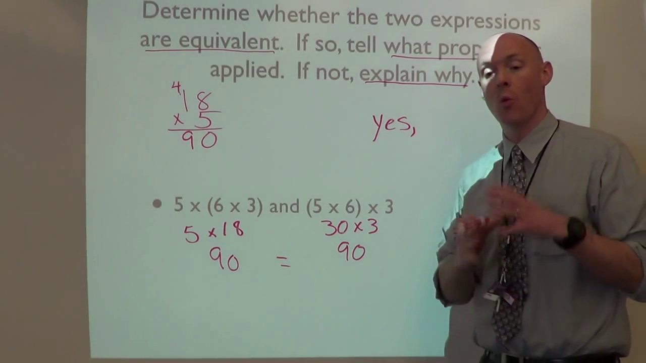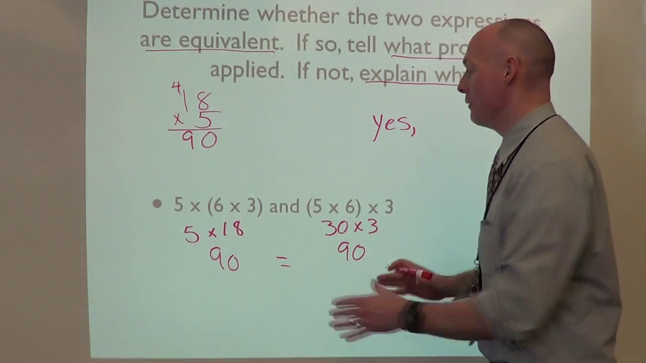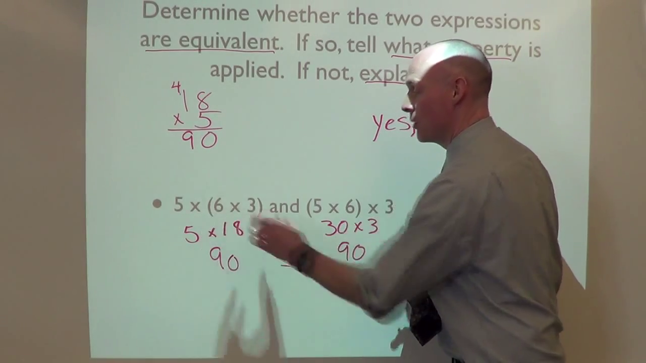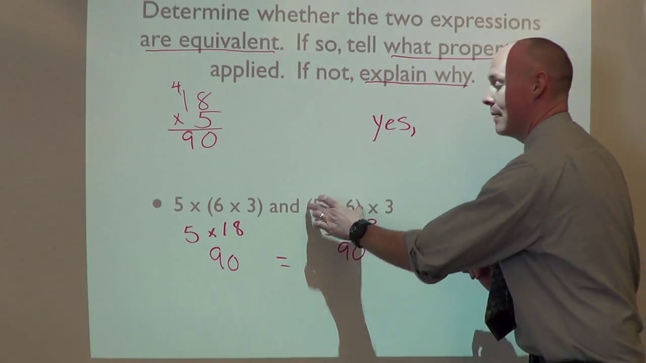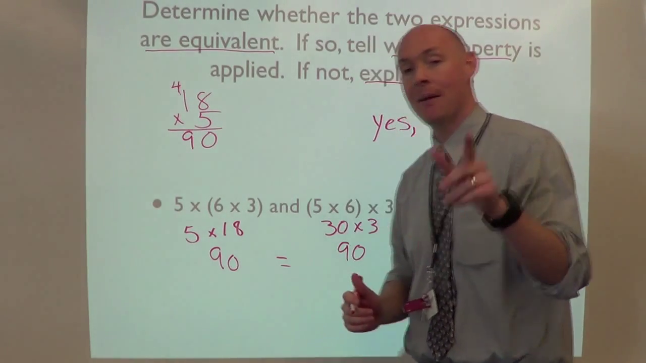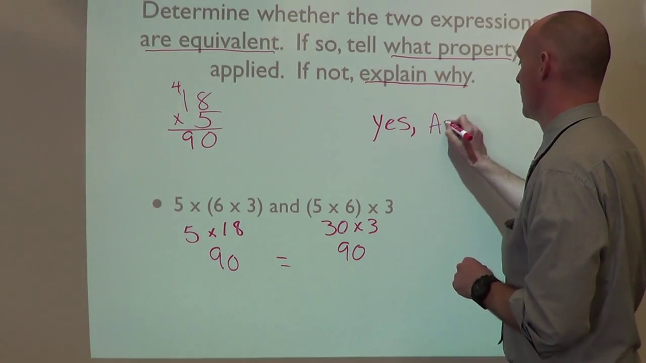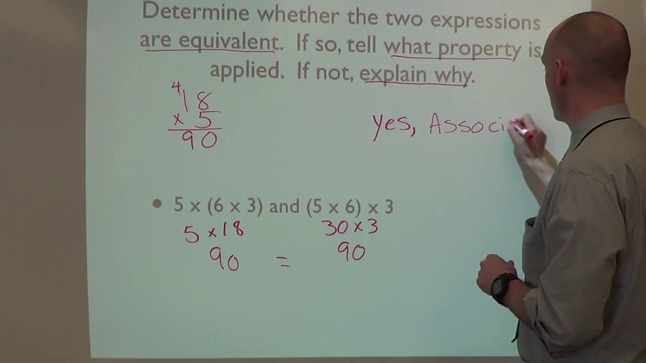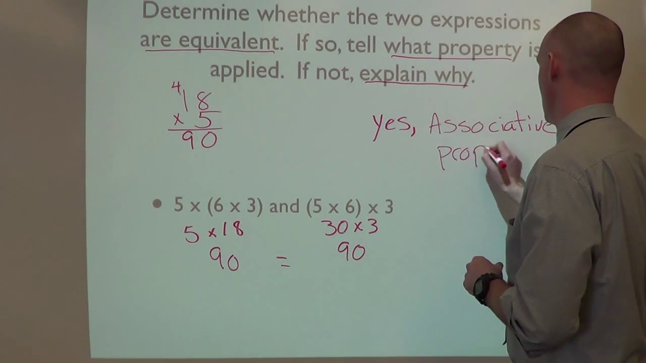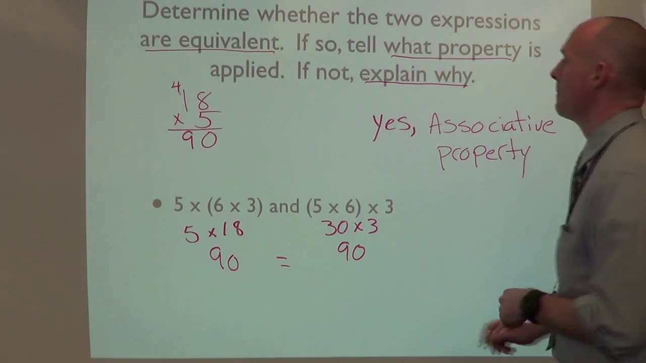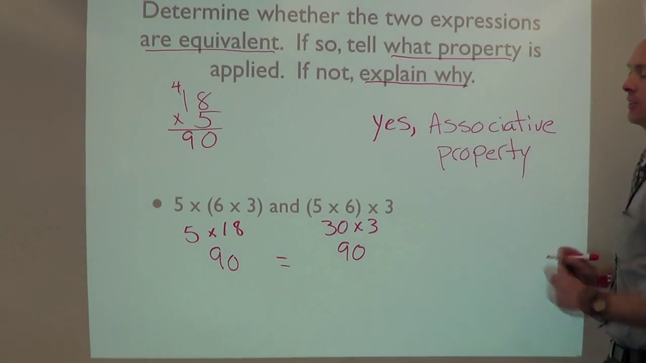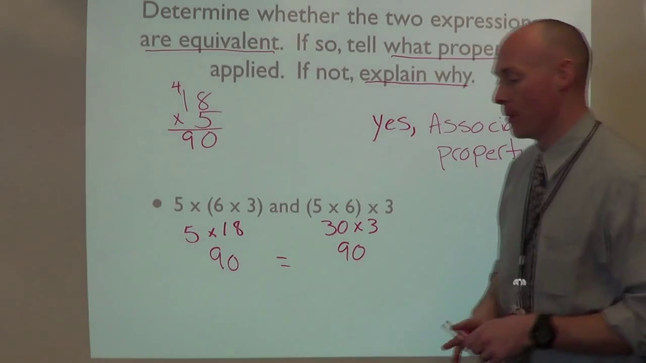Now the question is, what property is being applied? If you notice with this first one, the 6 times 3 is grouped. In the second one, the 5 times 6 is grouped. Did it matter where the groupings were? It did not. So what property is that? That's the associative property. So are they equivalent? Yes. If so, tell what property is being applied. It's the associative property. Let's try another one.